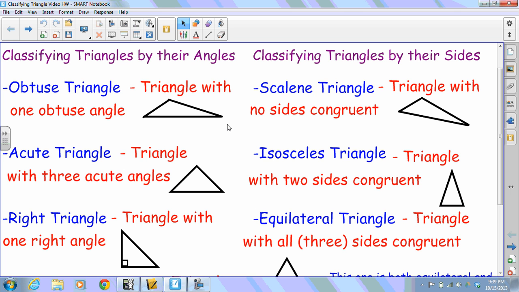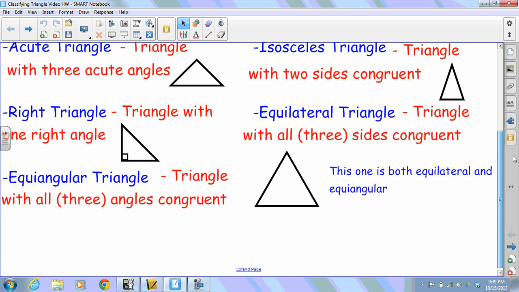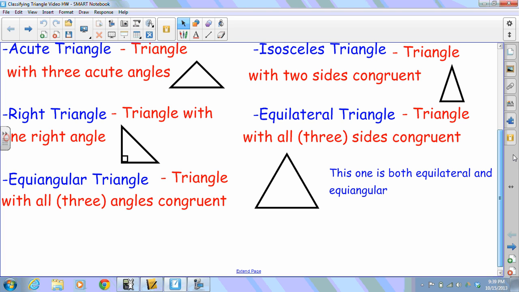And the right triangle is a triangle with one right angle, or one angle measuring 90 degrees. And then you also have an equiangular triangle. This E word is equiangular. And it means a triangle that has all three angles congruent. So equal for the equiangular.